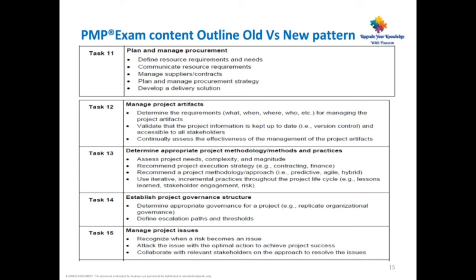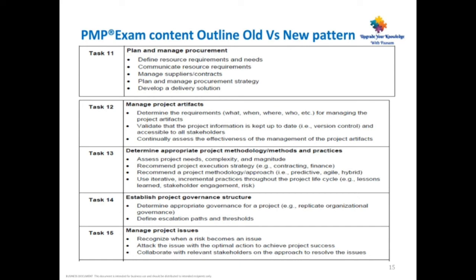Task number 13, determine appropriate project methodology, methods and practices: assess project needs, complexity and magnitude, recommend project execution strategy, project methodology approach, predictive, agile or hybrid. This task 13 will actually come in the beginning of the project phase. Use iterative incremental practices throughout the project lifecycle, assess stakeholder engagement and risk. This was there in the previous exam content outline and the old pattern, but now this comes under process domain.